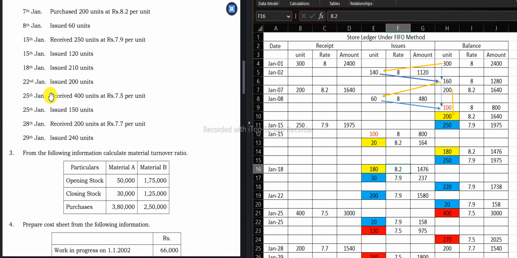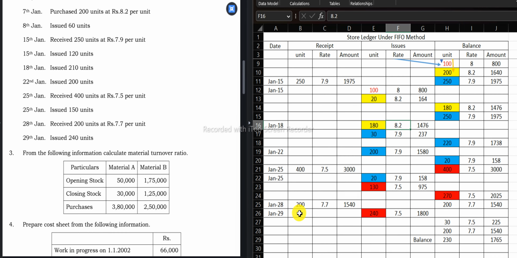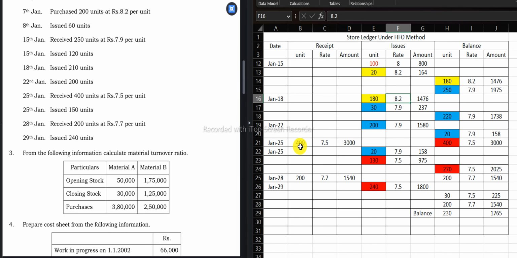Now on January 25th we received 400 units at rupees 7.50 per unit. On January 25th we are going to purchase 400 units, the rate is 7 rupees 50 paise, and the amount becomes 3000. I carry the balance here, and we have 20 units balance from the initial purchase, and 400 is the recent purchase.